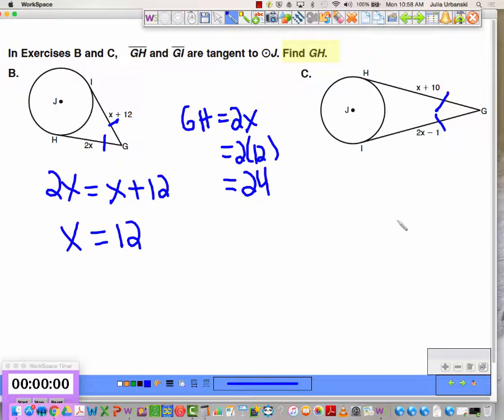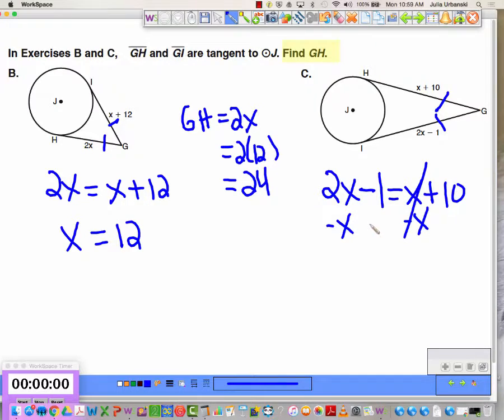Good. So you have 2x minus 1 equals x plus 10. Subtract x from both sides. At the same time, add 1 to both sides. X equals 11. Good. Is that the answer? No. GH is right here. 11 plus 10. So GH equals 21.